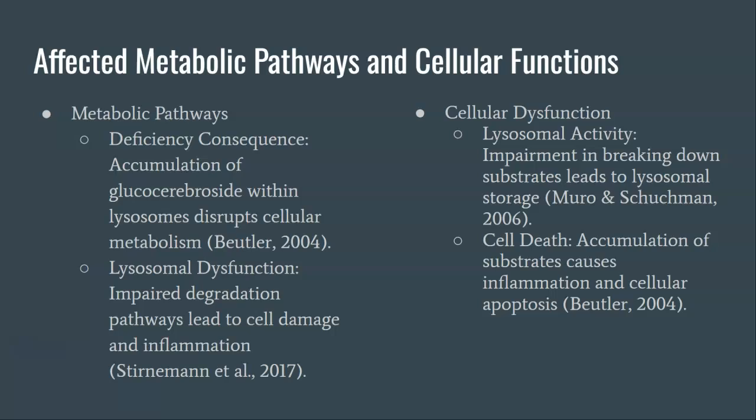There are 2 main metabolic pathways affected by Gaucher disease. Overall cell metabolism is disrupted by the accumulation of cerebroside in lysosomes. More specifically, lysosomal dysfunction occurs. This impaired degradation of glucocerebroside leads to cell damage and inflammation. In terms of cellular function, lysosomal activity ceases to break down substrates and leads to lysosomal storage. Overall, this accumulation causes more inflammation and cell apoptosis, otherwise known as cell death.